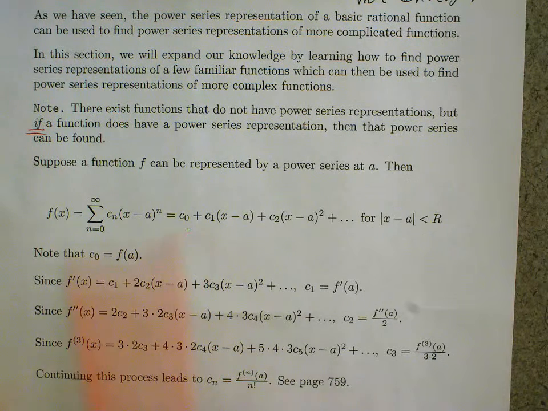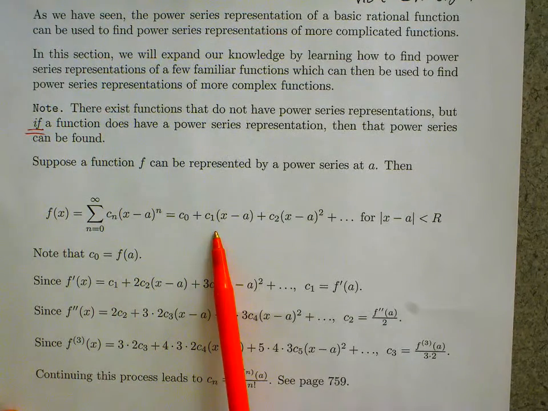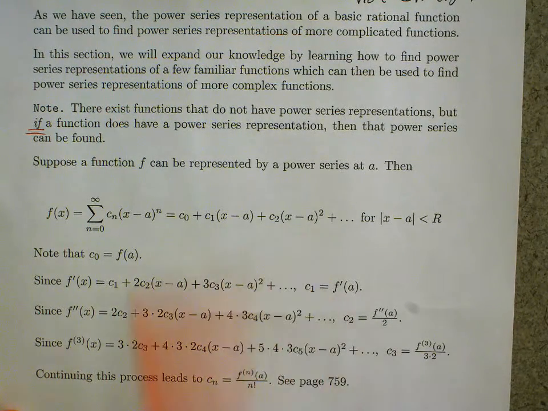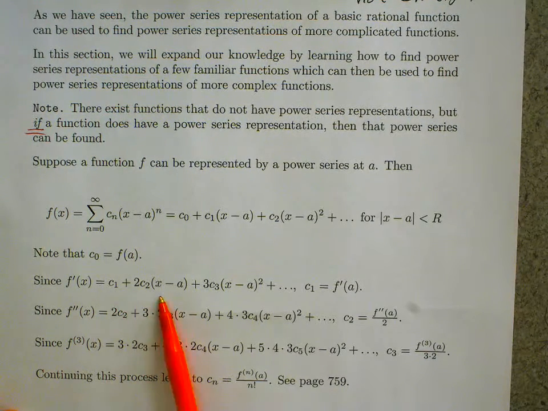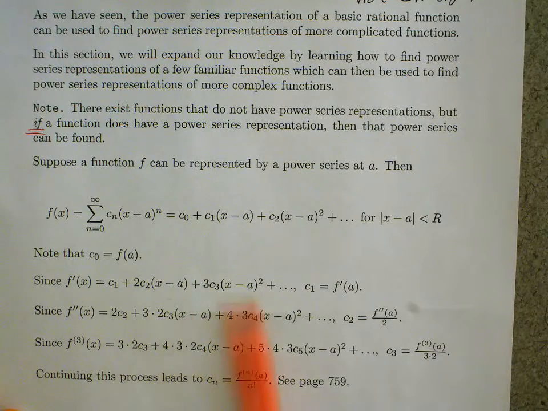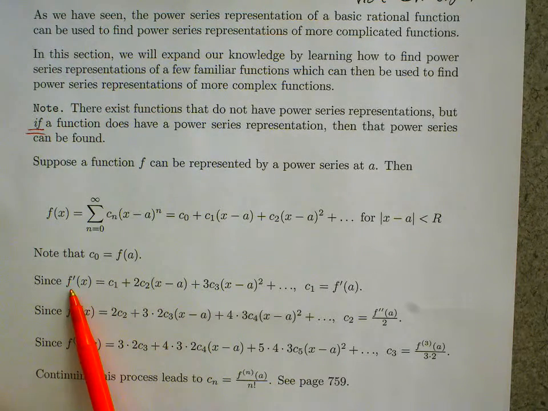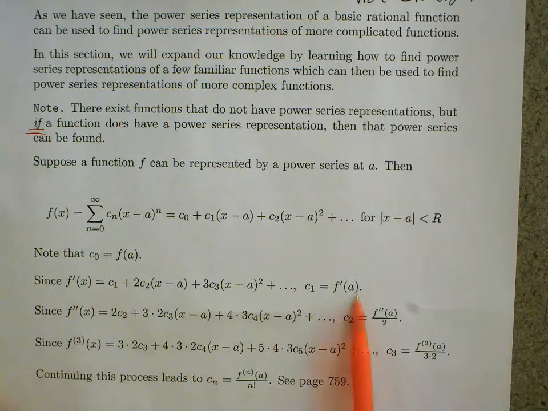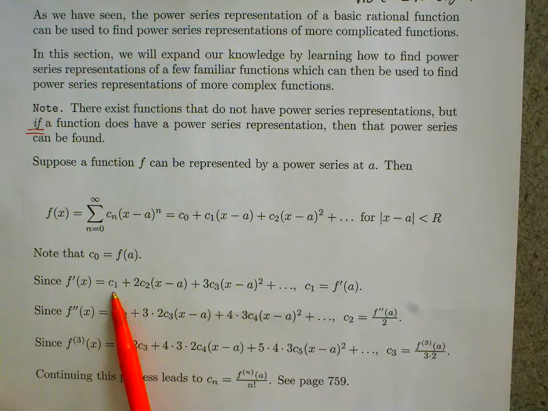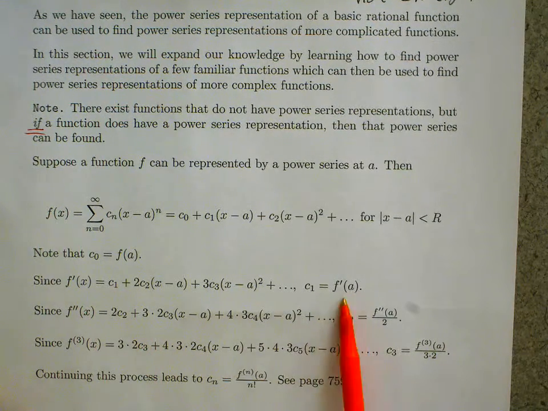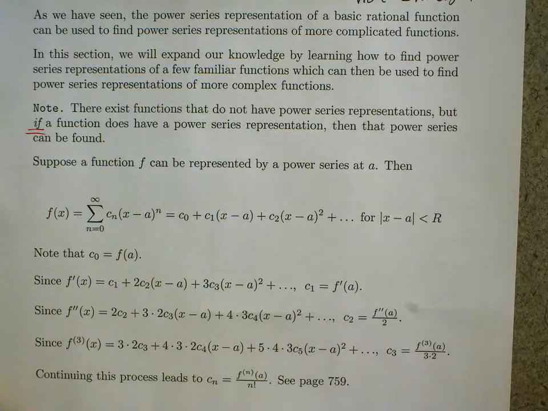Taking the first derivative, f prime of x, well, if you take the derivative term by term, you're going to get c sub 1 plus 2 times c sub 2 times x minus a to the first, and so on. And when you evaluate the first derivative at a, the only number that remains is c sub 1. So f prime of a is equal to c sub 1.